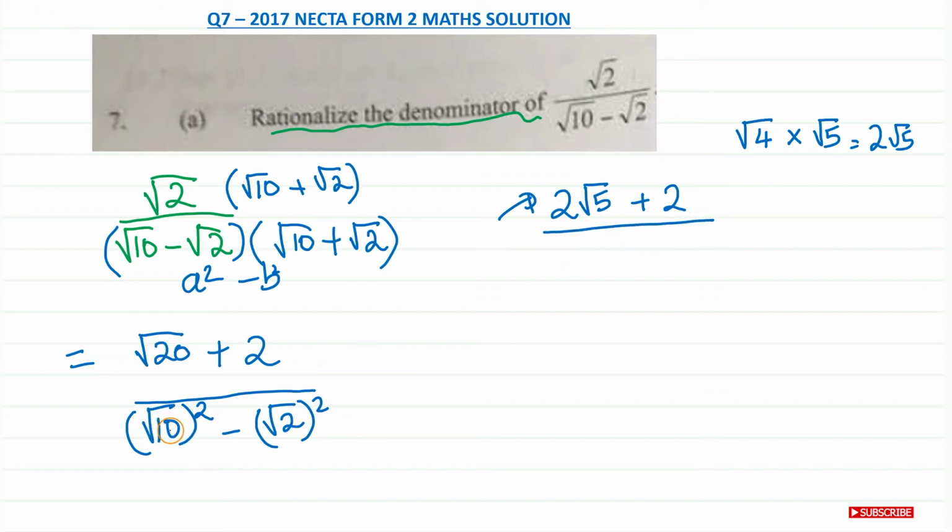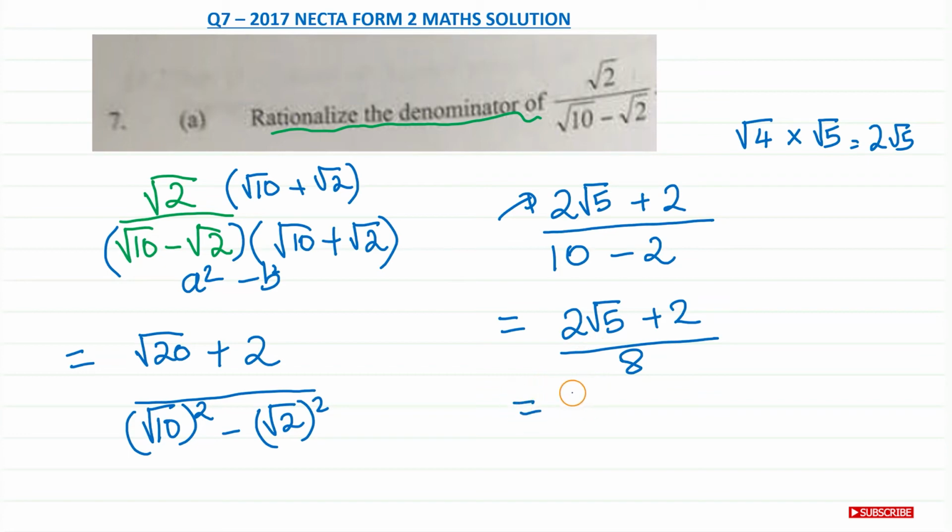Divided by the square of square root of 10. So if you square a square root, you will get the number that is in the root. So that will give me 10. Take away square root of 2 squared, that will just give me a 2. So now I can go ahead and write this as 2 root 5 plus 2 divided by 8, because 10 take away 2 is 8. Now I can see I could divide this, where you can actually factorize if you want.